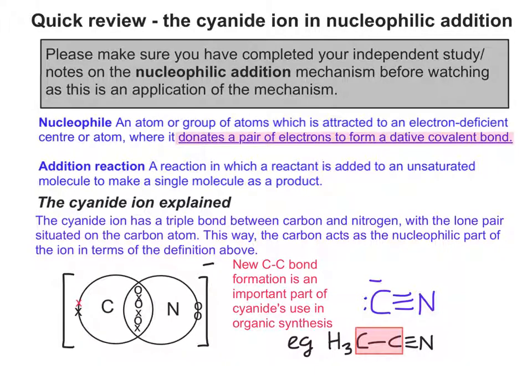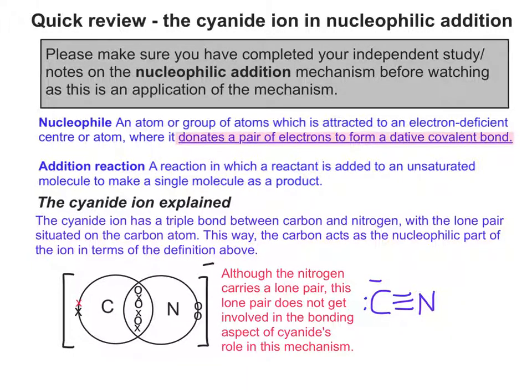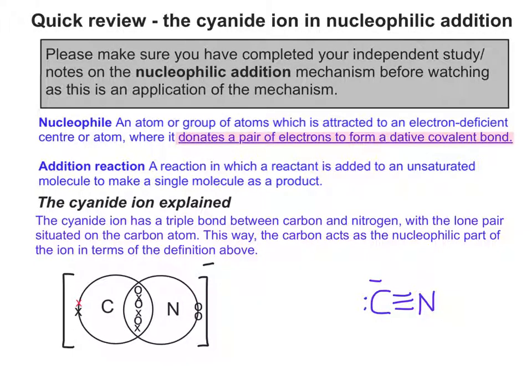So the formation of this new carbon-carbon bond is an important part of cyanide's use in organic synthesis, which we'll look at when we do the nucleophilic addition mechanism in a minute or so. So, although the nitrogen still carries a lone pair, this lone pair doesn't get involved in the bonding aspect of cyanide's role in this particular mechanism. So to reiterate, it's the lone pair on the carbon that gets involved.